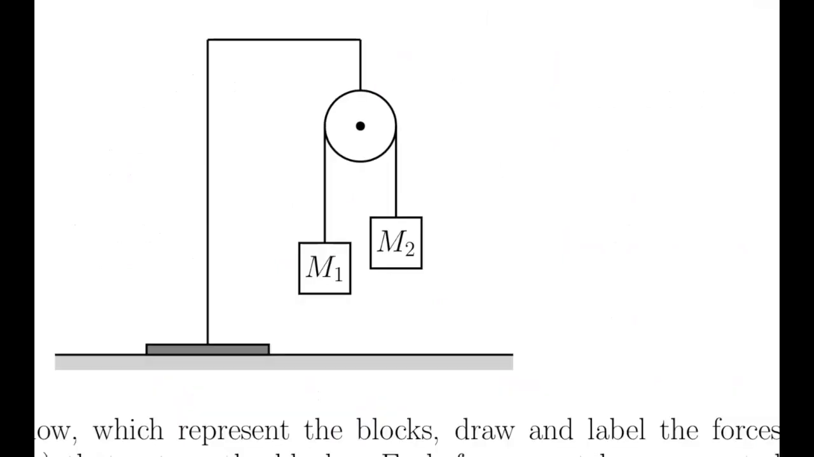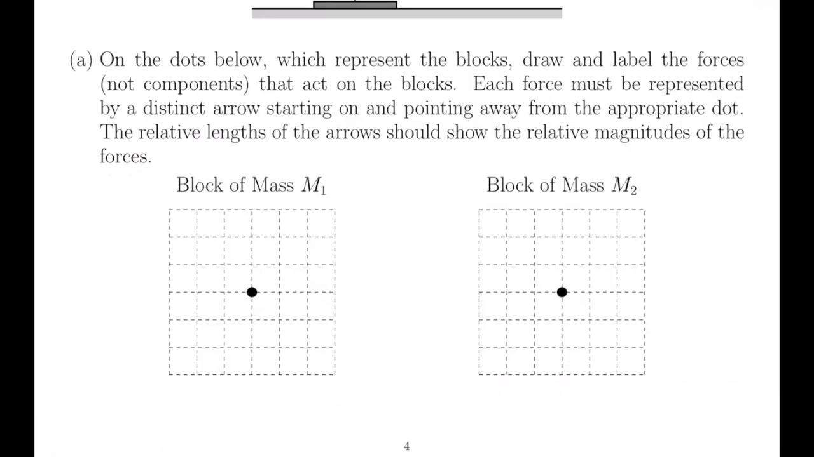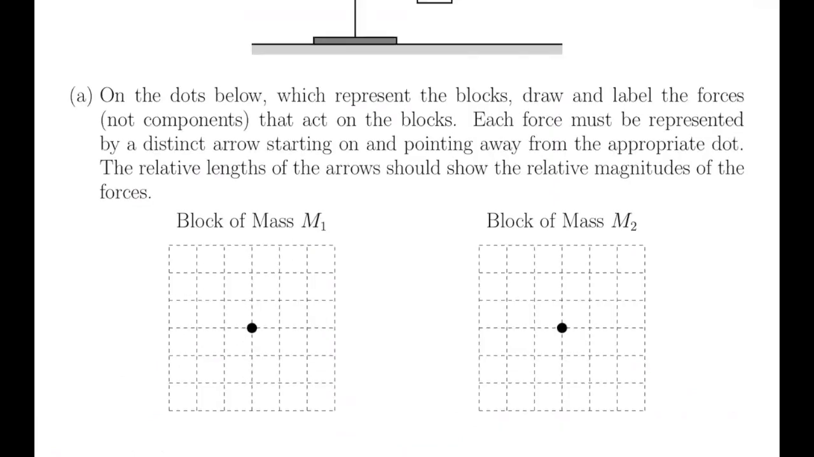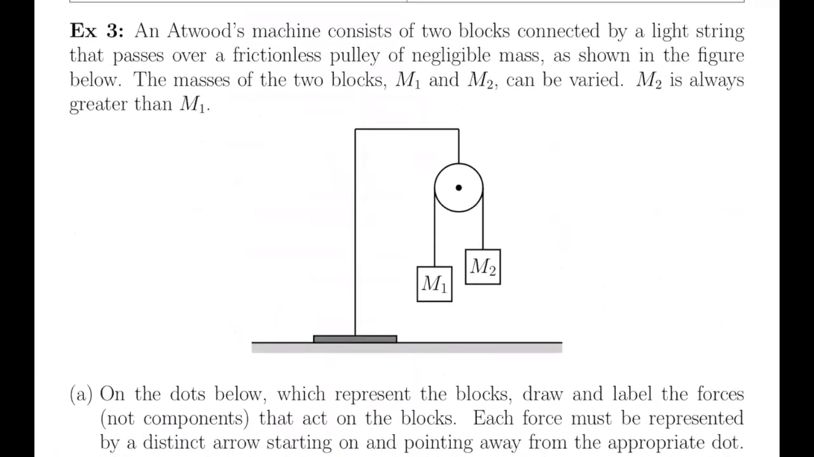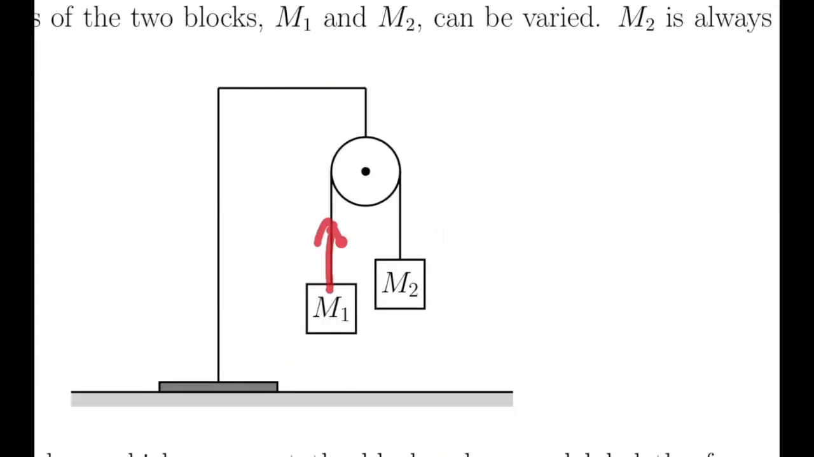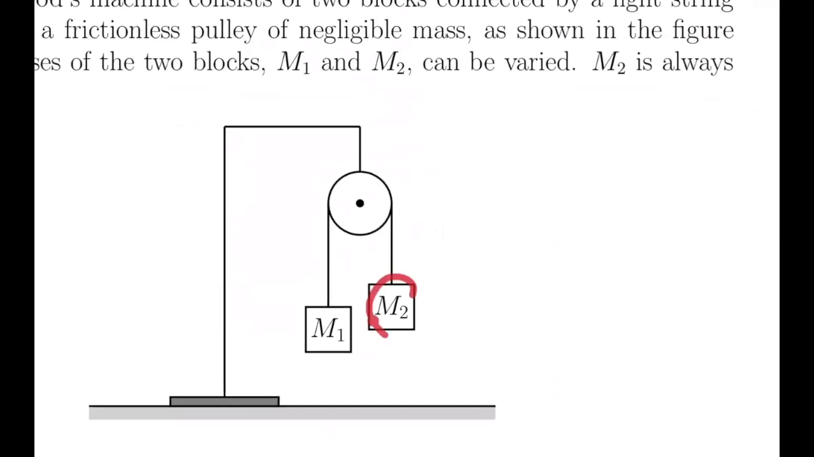Force of tension up and the force of gravity down. Excellent. Are they going to be equal length? Is one going to be bigger than the other? That depends on the masses of each block. Very great answer. So it says M2 is always greater than M1. Tension should be bigger. Yeah. So for M1, it's going to be going up, right? Because M2 is heavier. So M2 goes down, M1 goes up.